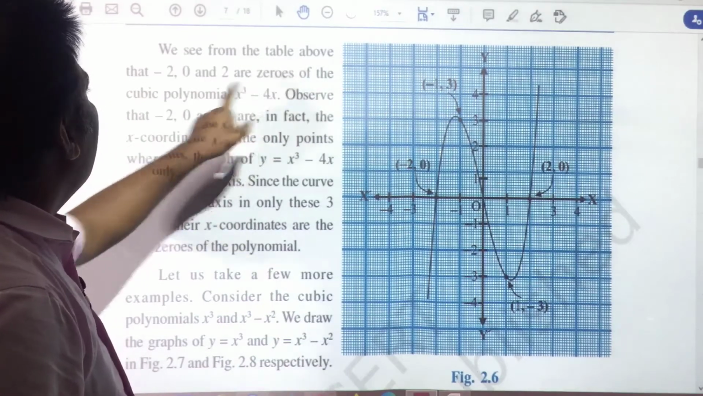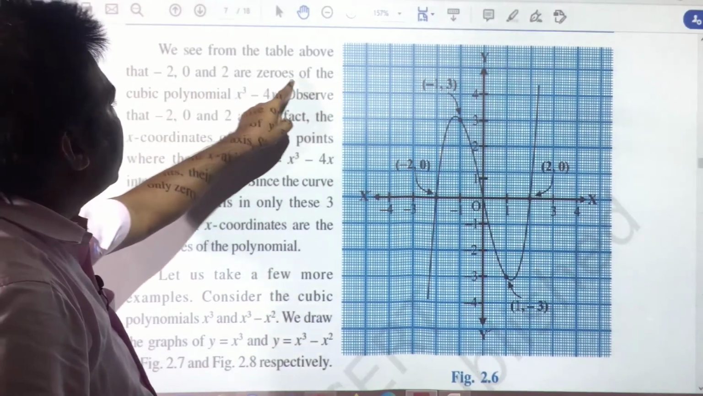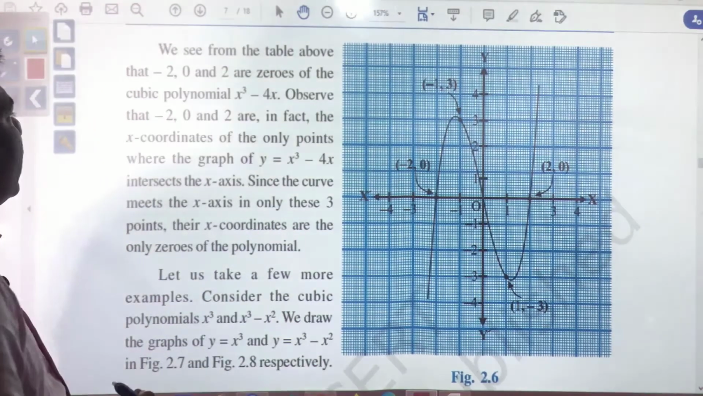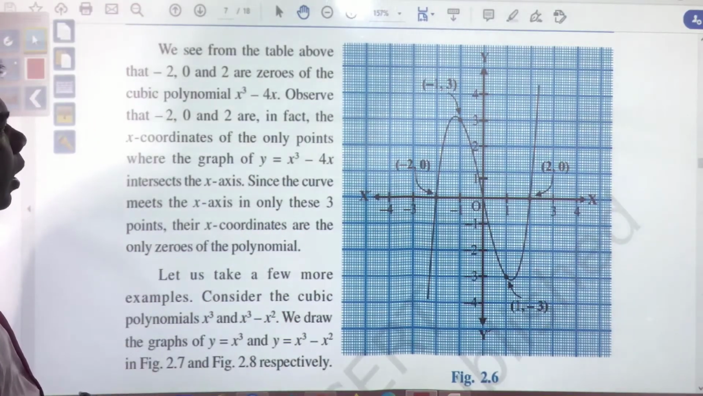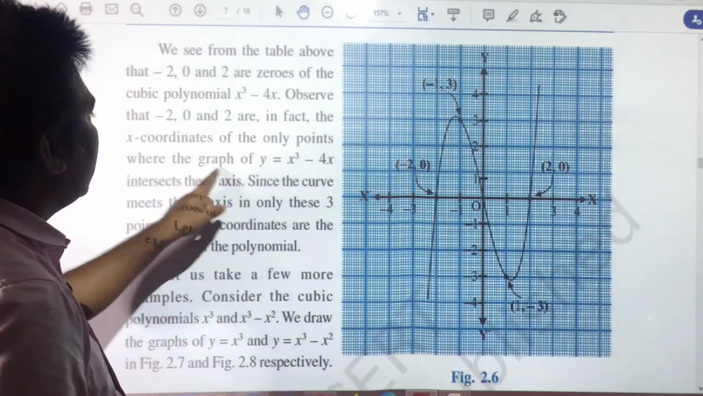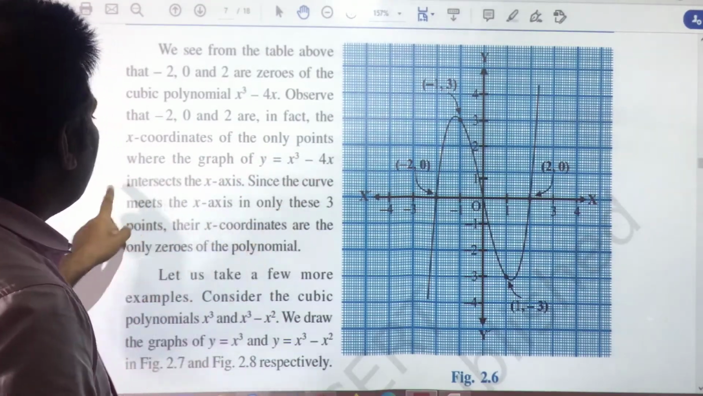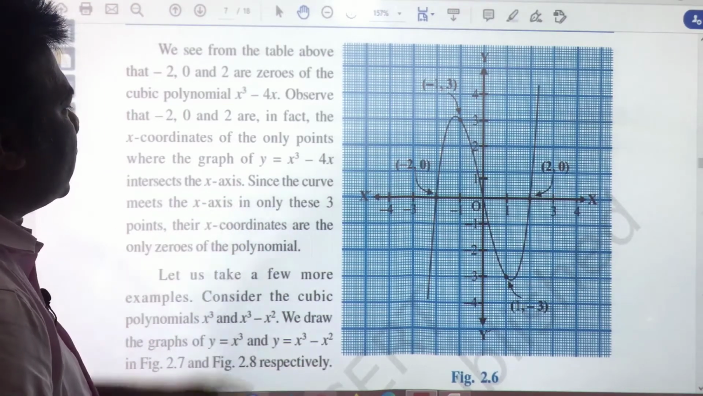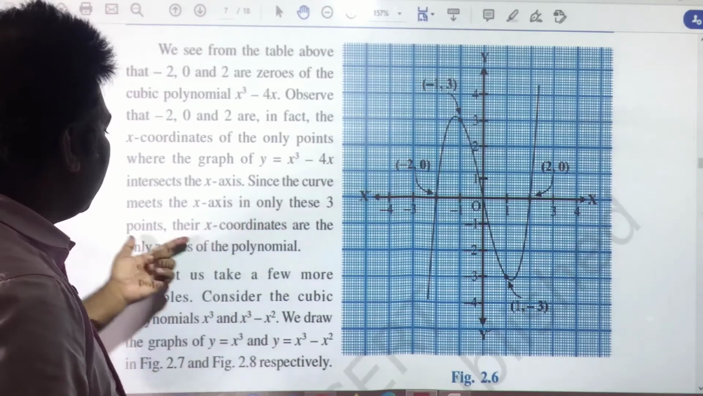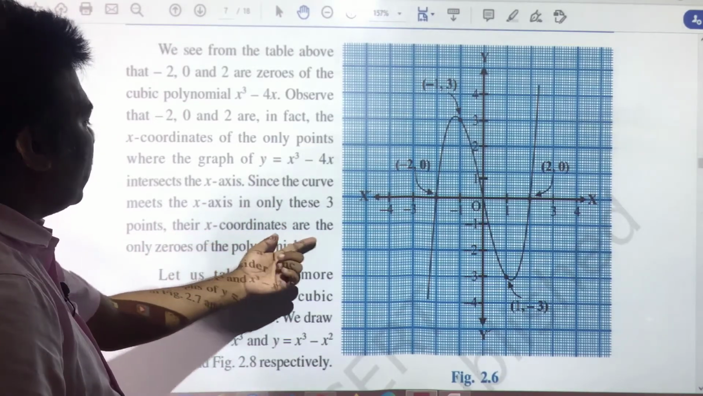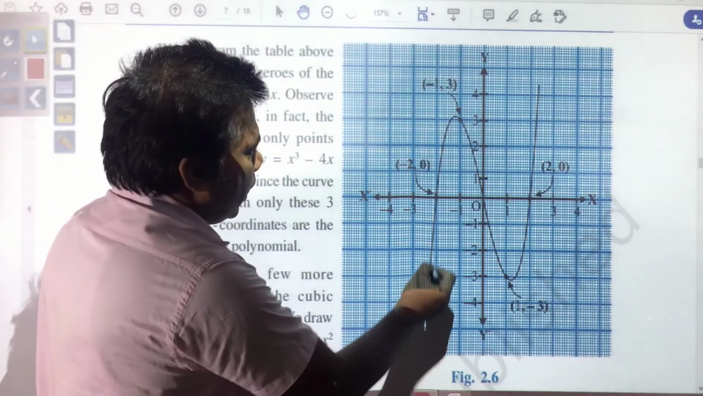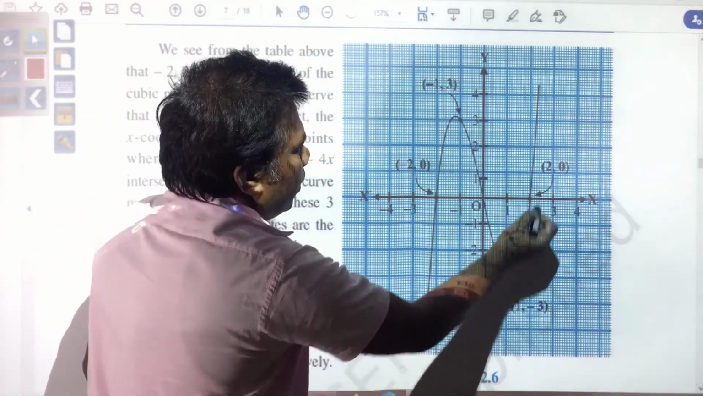We see from the table above that minus 2, 0 and 2 are zeros of the cubic polynomial x cube minus 4x. Observe that minus 2, 0 and 2 are in fact the x coordinates of the only points where the graph of y is equal to x cube minus 4x intersects the x axis. Since the curve meets the x axis in only these 3 points, their x coordinates are the only zeros of the polynomial. Your graph will look like this, you can see.